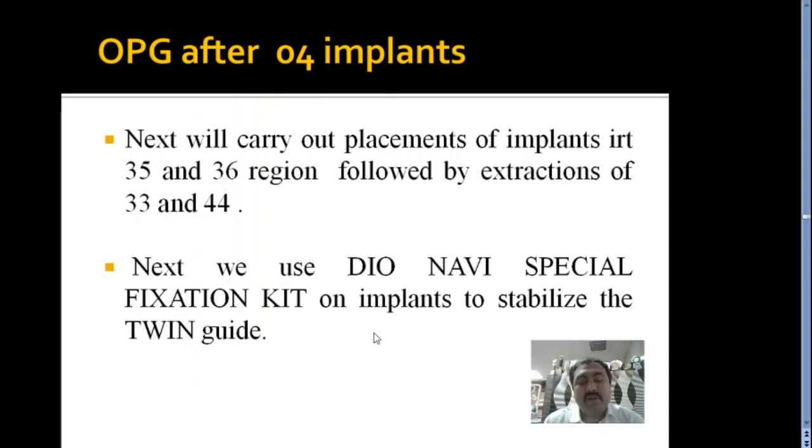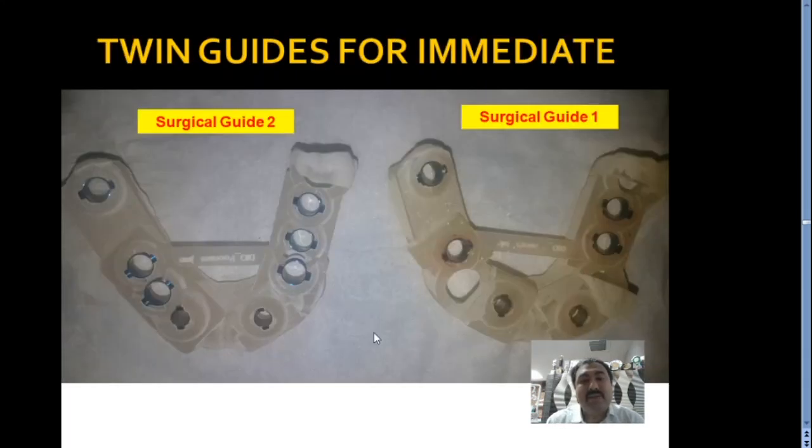After that, tooth number 3 3 and 4 4 were extracted. The patient was somehow apprehensive. She just wanted to retain 3 8, so we just let it be for the time being. Next, we use DioNavi's special fixation kit on implants to stabilize the twin guides. So just have a look at the twin guides. We have surgical guide 1, with which we have placed 6 implants, and we have surgical guide 2 with all 8 implants. And how will this derive support? Onto the implants that we have already placed, we are going to use surgical fixation pins. The answer is solved. The offsets are already mentioned.